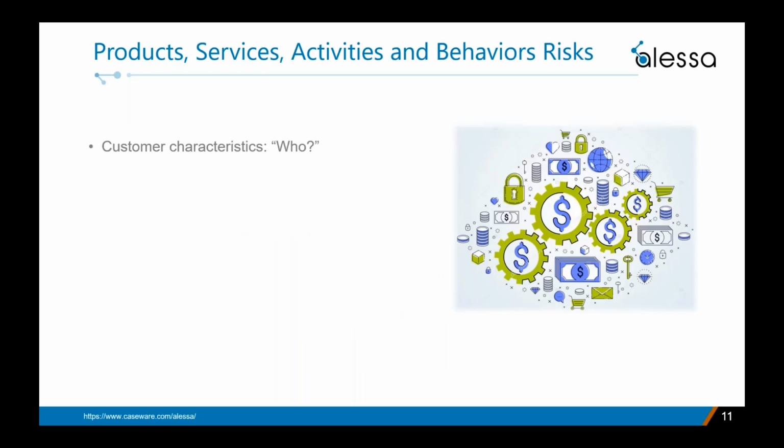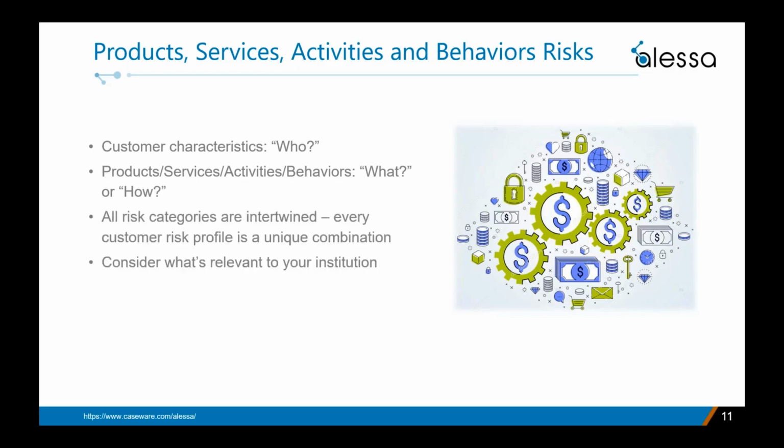Now, in the first webinar in our series, we explored various risks presented by the nature of the customer itself or himself or herself. In today's presentation, we're going to go deeper into the what and the how category of customer risk, meaning the products and services a customer uses and the activities and behaviors they engage in while using those products and services. Now, as we get into this, please keep in front of your mind that all these risks are very much intertwined. Every customer has a unique set of characteristics and uses their products and services in certain ways. And together that comprises their overall risk profile.